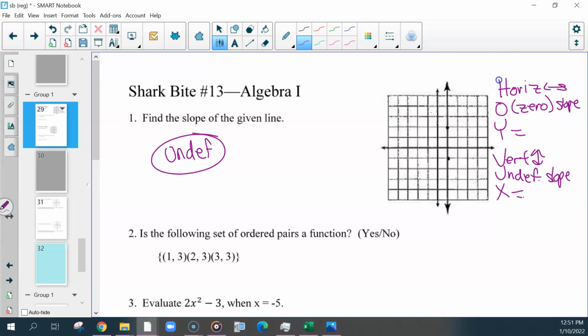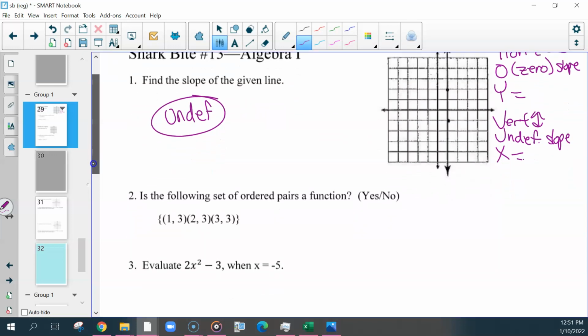For number 2, it asks, is the following set of ordered pairs a function? Remember that in order for it to be a function, every x value has to go to its own y value, or the x's can't repeat. If they do repeat, they have to go to the same y value. Here, our x values are 1, 2, and 3, so they don't repeat. Each x goes to its own y value, so this is a function.